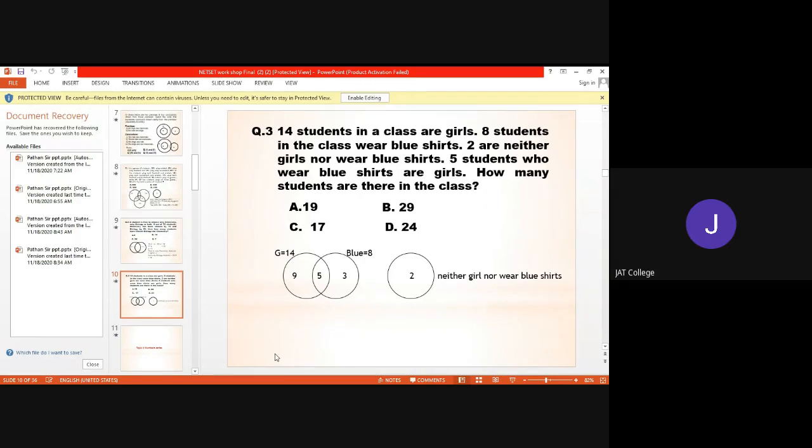Now look at here. Out of the 14 girls, 9 girls are the girls who do not wear blue shirts. And out of the 8 students who wear blue shirts, 5 girls wear the blue shirts and 3 are the boys definitely. So what we have to do? We have to find out how many students are there in the class. So we have to sum up all: 9 plus 5 plus 3 plus 2 is equal to 19. So correct answer is A.